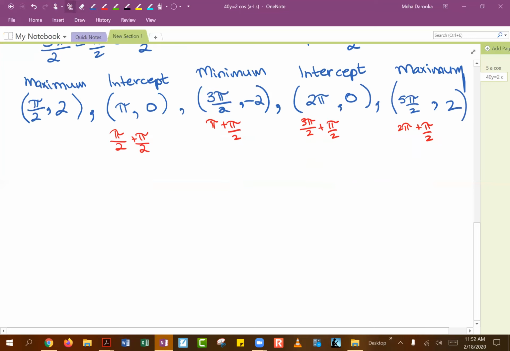Okay, so as far as analyzing goes, that's all they're asking you to do is find those ABC values, get your amplitude, period.